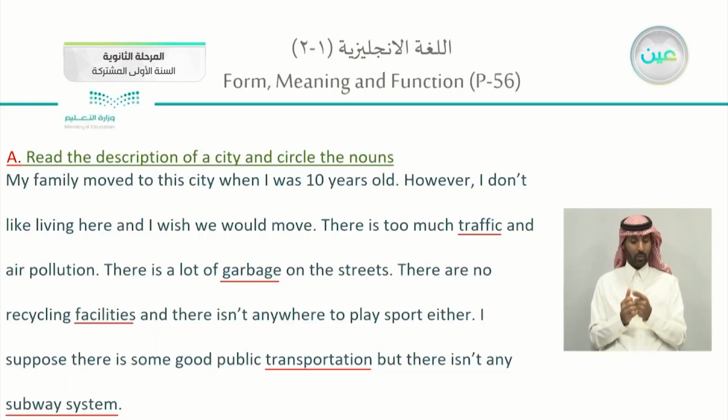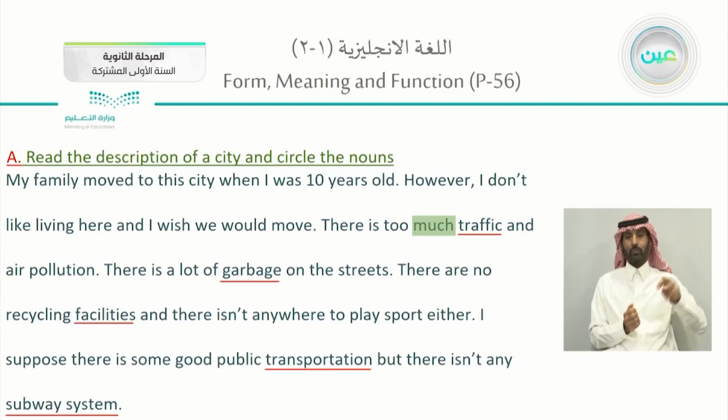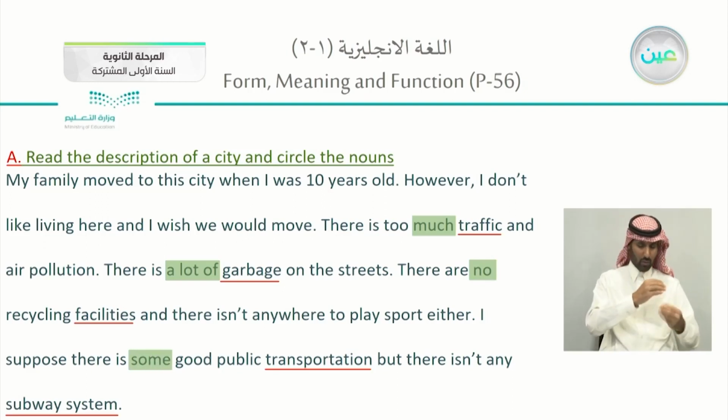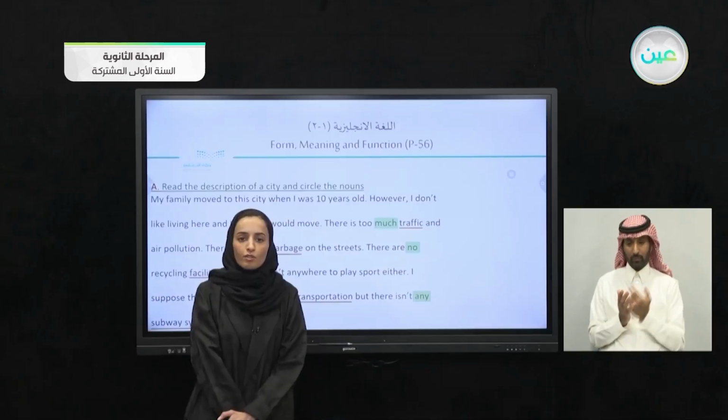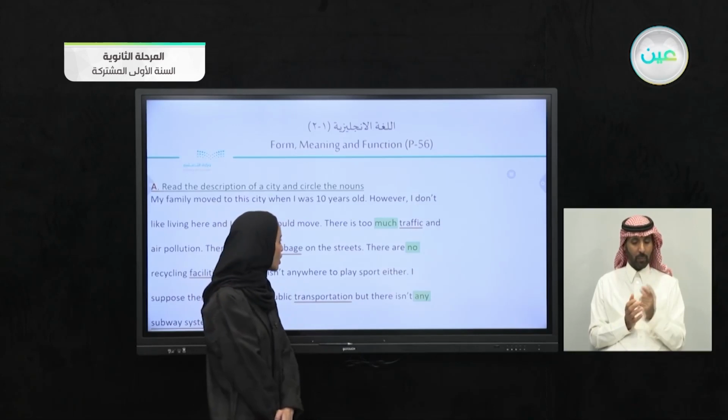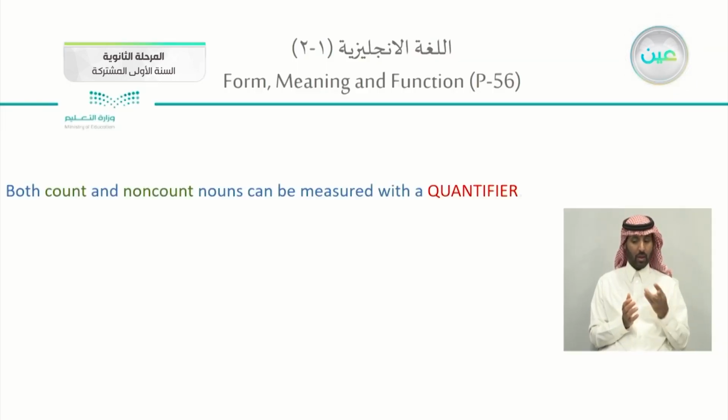What do we have? Before traffic, we have much. Before garbage, we're having a lot of. Before the recycling facilities, I've got no. And before the transportation, I've got some. Subway system, we're having any. I believe that you are familiar with these. What are these actually? These we call the quantifiers.